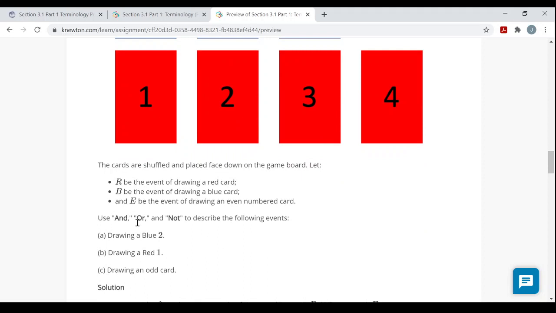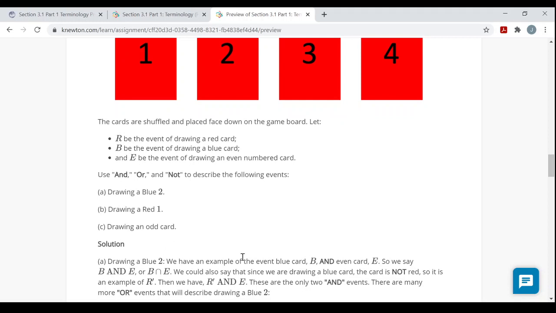It says use and, or, and not to describe the following events. Drawing a blue 2 would be blue and 2 at the same time, so that's B and E, blue and even, or B intersect E. Drawing a red 1 is a card that is both red and the number 1 at the same time. So it's R and odd. Well, odd is not even, so R and not E, R and E prime.